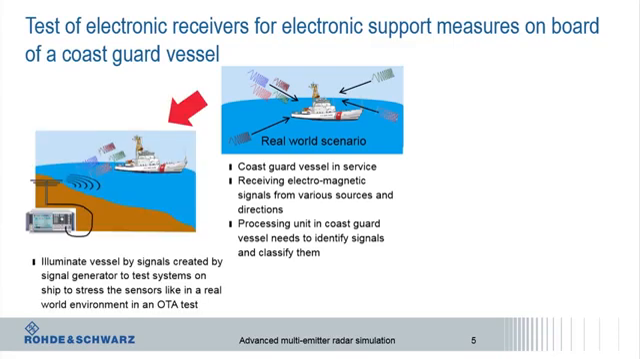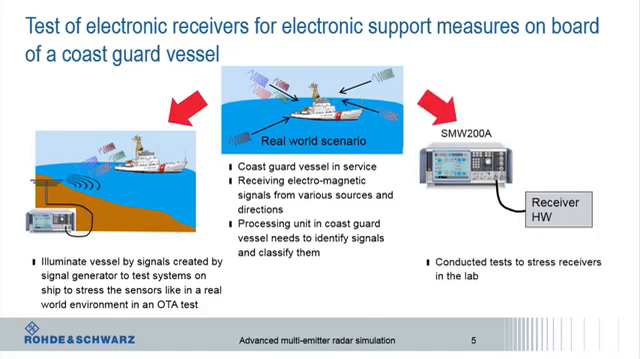In order to simplify the test setup, you can create the signals in a signal generator and directly transmit those signals to the ship in order to test the systems on board, to stress them and to detect if they're really working correctly. In addition, you can also directly inject these signals into a radar receiver and check if it can detect the signals and identify them correctly.